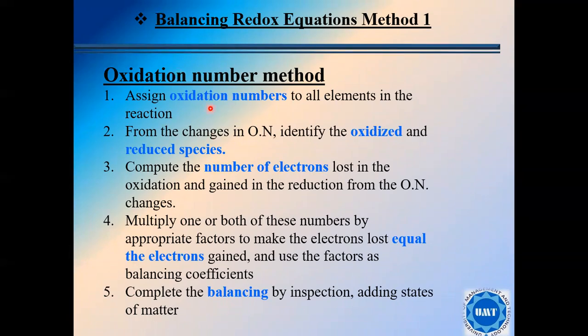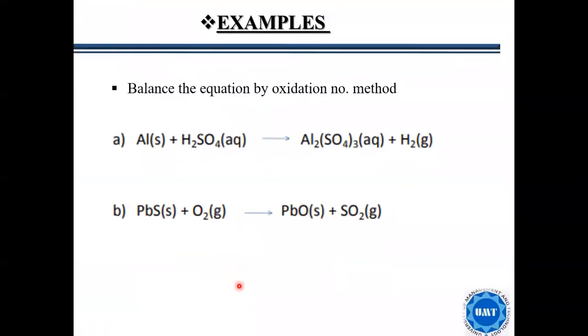In the second step, we have to tell which species is oxidized and which species is reduced. Then we have to compute the number of electrons lost and gained in the chemical equation. Then we have to multiply with integers to equalize the loss and gain of electrons. Then we have to balance it by adding the remaining matter.